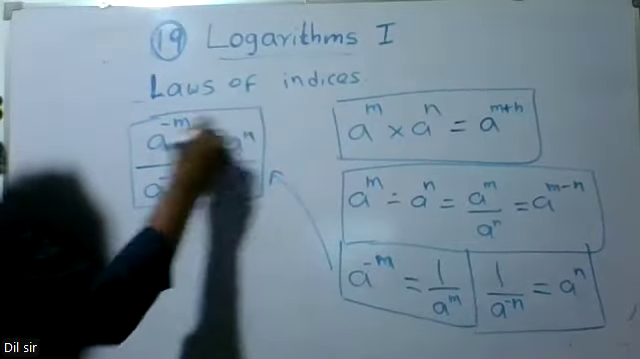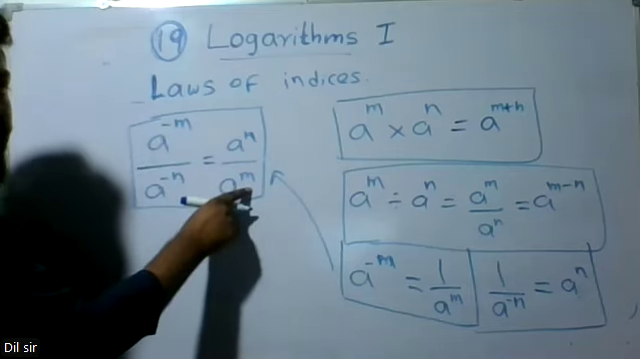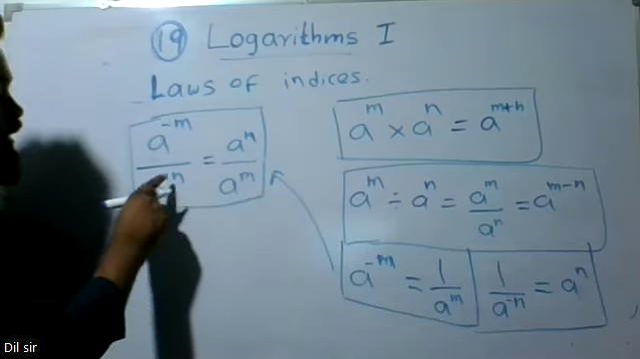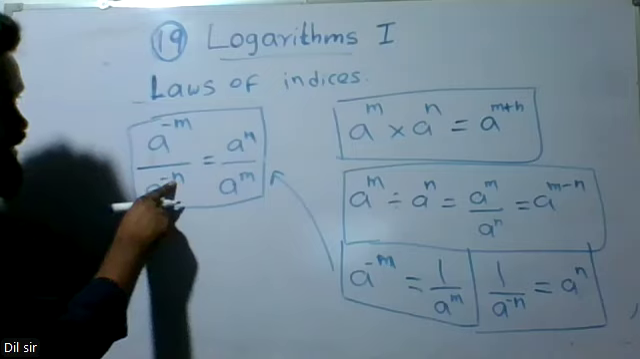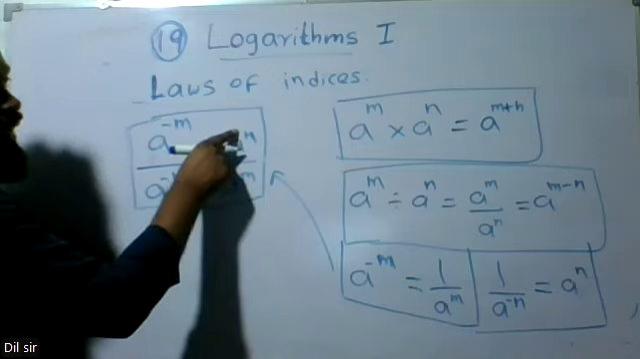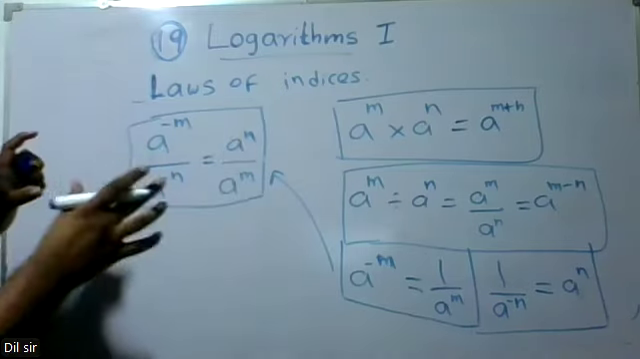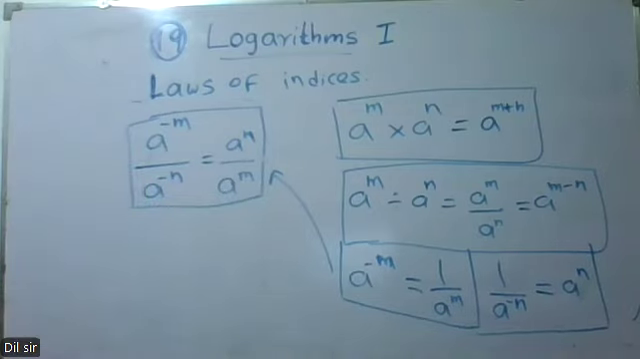Here minus m, we can write it in the denominator with positive. Here minus n is there in the denominator, we can write it in the numerator with positive. When we move it up, we change the sign. That's why.